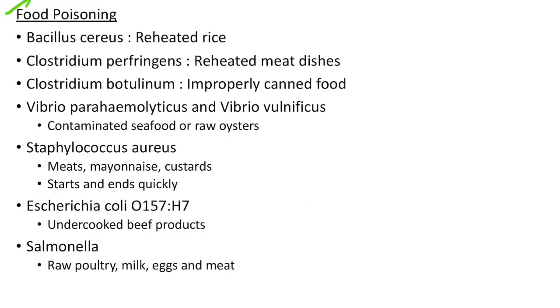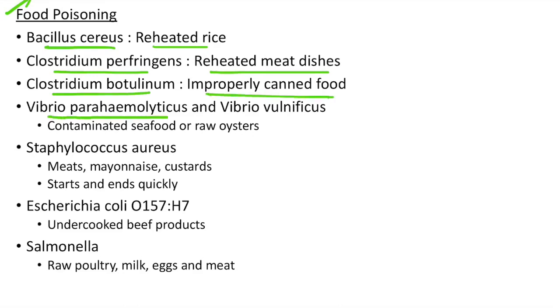Now let us discuss about food poisoning. Bacillus cereus food poisoning is associated with reheated rice. Clostridium perfringens is associated with reheated meat dishes. Clostridium botulinum is associated with improperly canned food. Vibrio parahaemolyticus and Vibrio vulnificus are associated with contaminated seafood or raw oysters. Staphylococcus aureus is associated with meats, mayonnaise and custards. The food poisoning in this case starts and ends quickly.